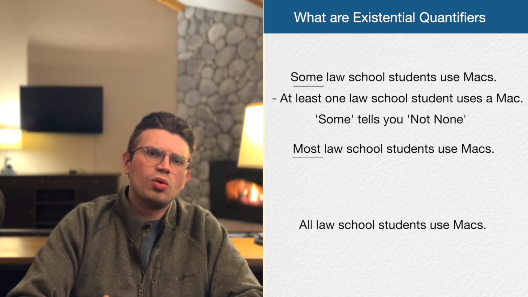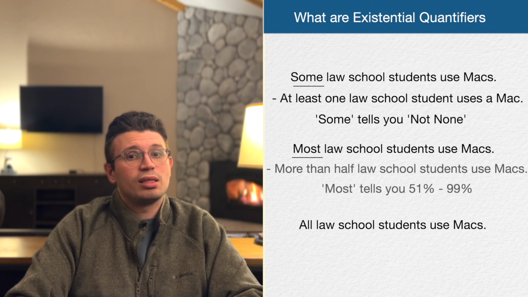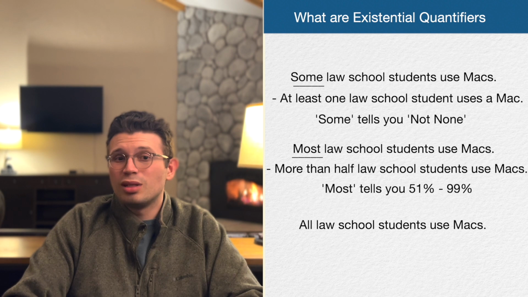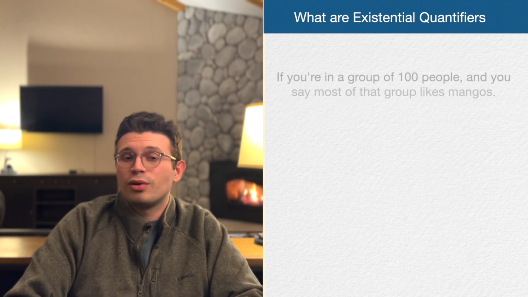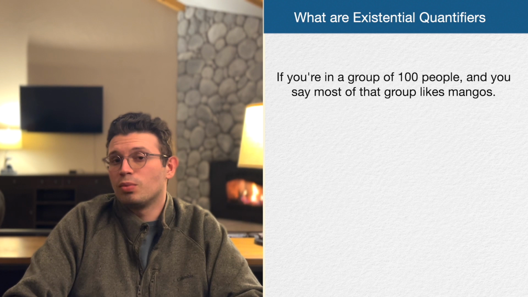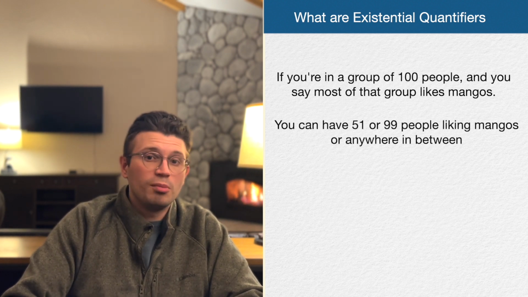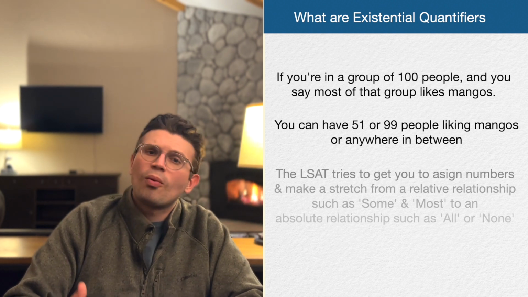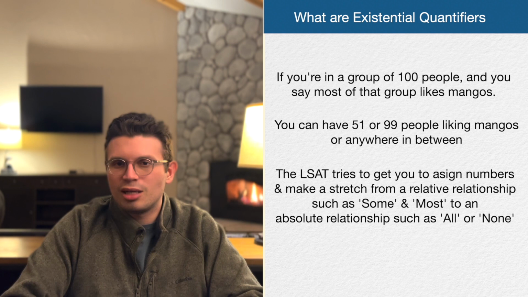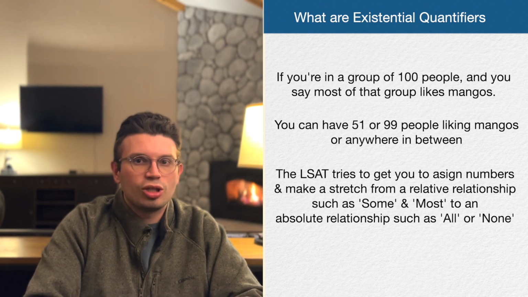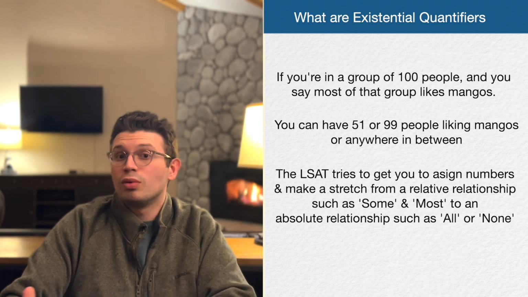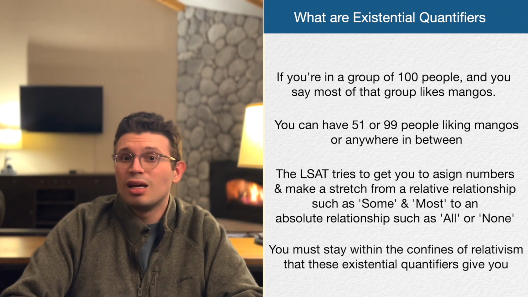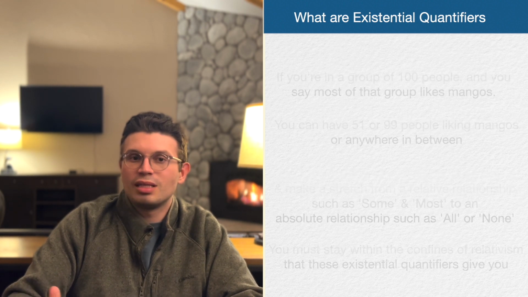Now the second one, most law school students use Max. What does that tell us? Again, not very much, just that more than half do. But in terms of absolute numbers, this is still pretty undefined. If you're in a group of 100 people and you say most of that group likes mangoes, then you could have 51 people liking mangoes or 99 people liking mangoes or anywhere in between those numbers. Where the LSAT gets you is they try and get you to assign numbers and make a stretch from a relative relationship, such as some and most, to an absolute relationship like all or none. Okay, you can't do this. You have to stay within the confines of the relativism that these existential quantifiers give you.